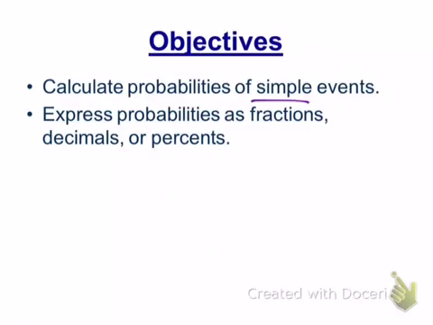Now, from time to time, you're going to run across a problem that gives you experimental data. If they give you experimental data, then you have to use that experimental data to give your probabilities, not the theoretical probability, but the experimental. Now, I don't think there are any of those in these earlier lessons on probability.